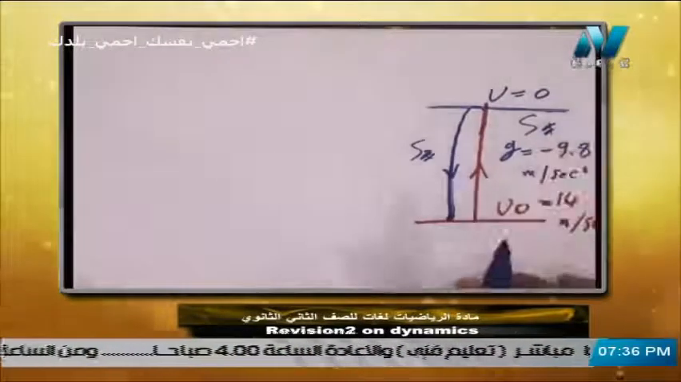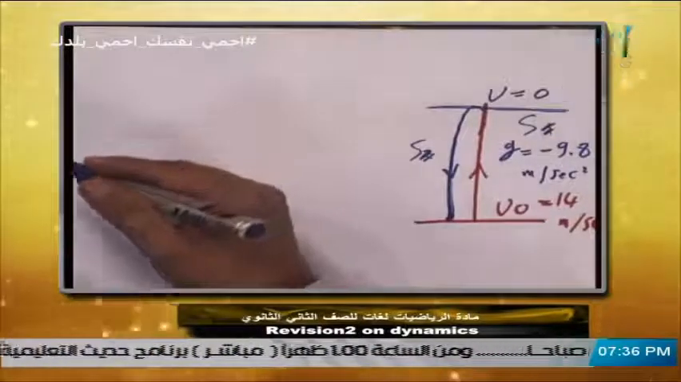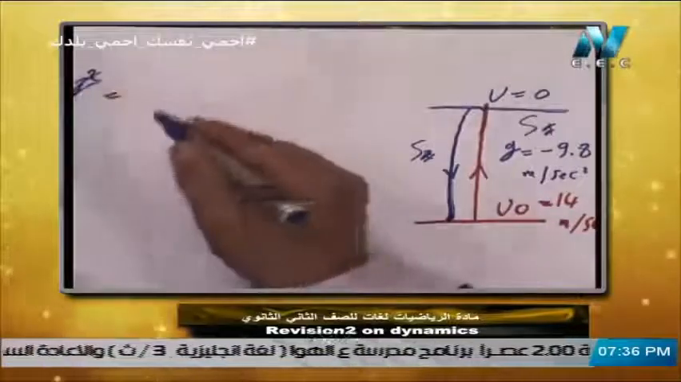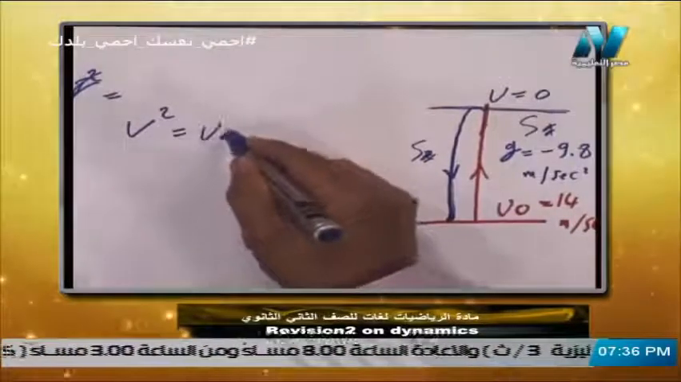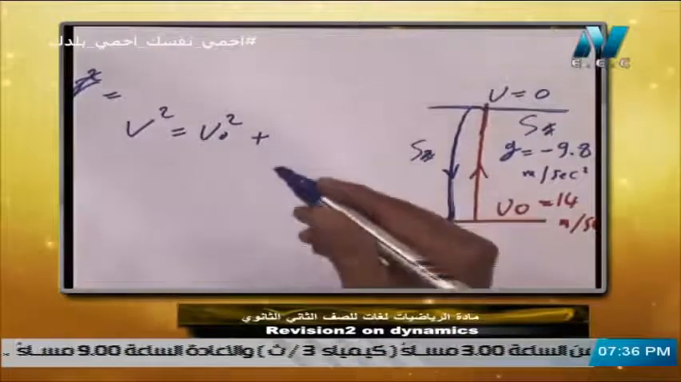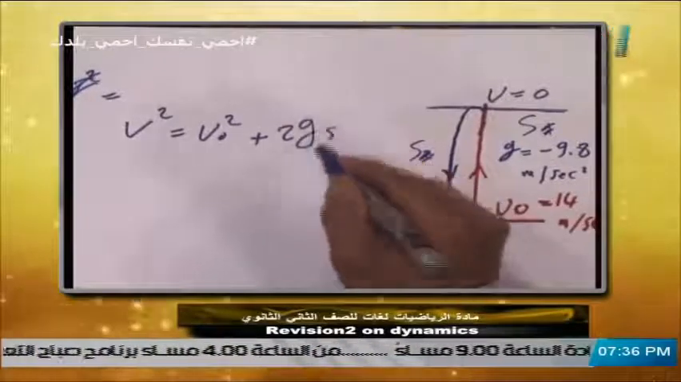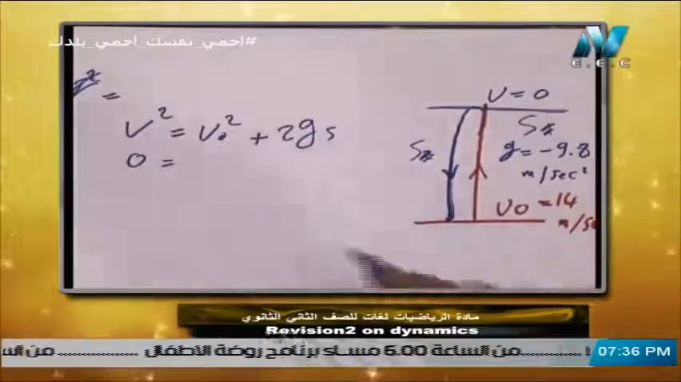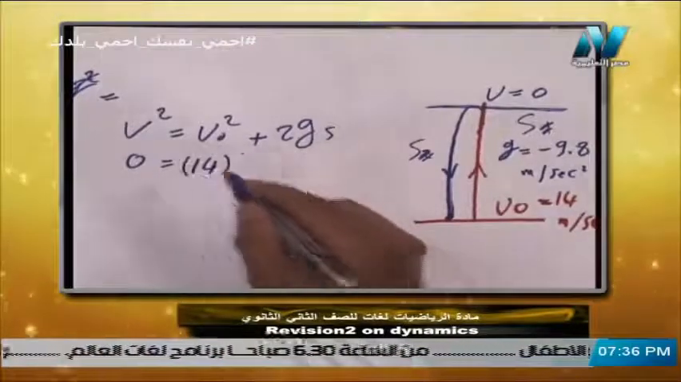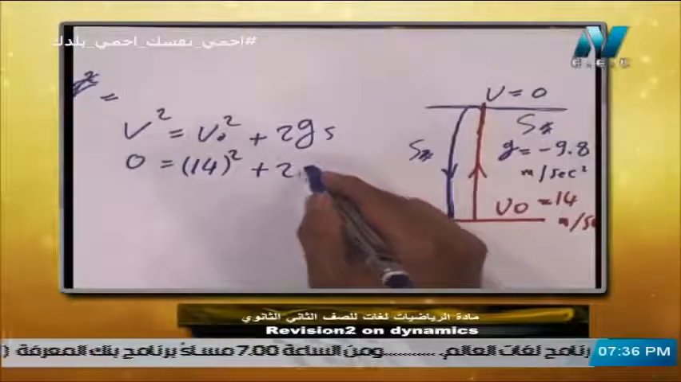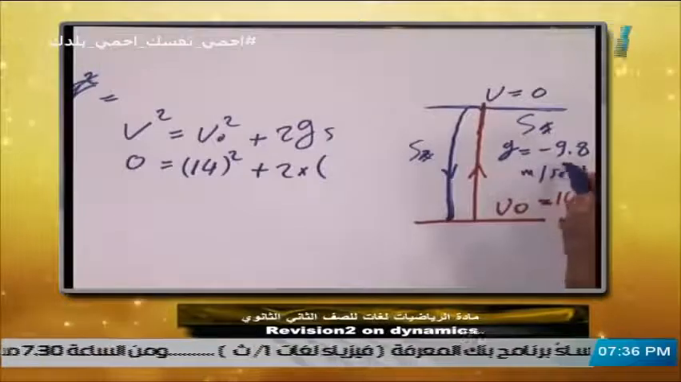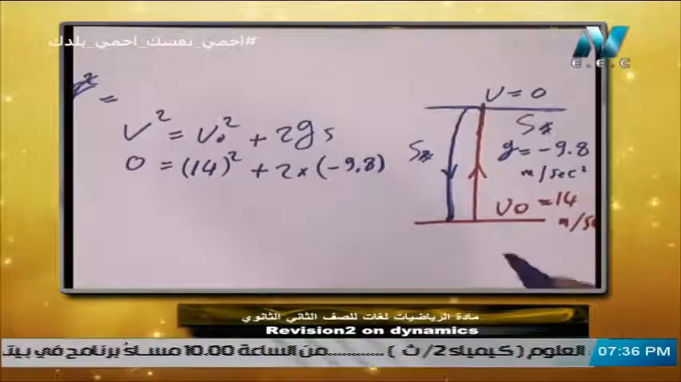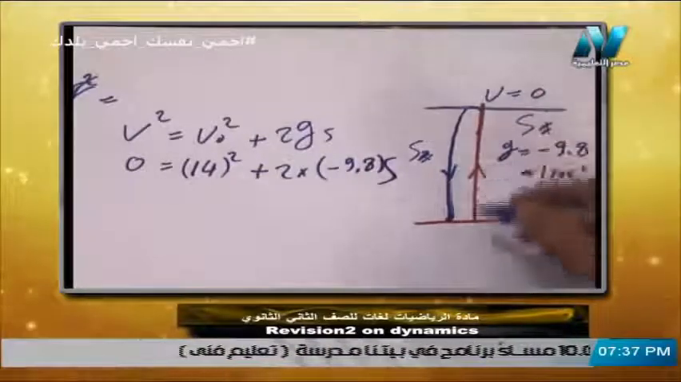To find S here, we will apply the rule v power 2 equals v naught power 2 plus 2as, or 2gs because it is projected. Here v equals 0 and v naught is 14 meter per second. It will be 14 power 2 plus 2 multiplied by g, which is -9.8 meter per second squared, multiplied by s, the distance here.